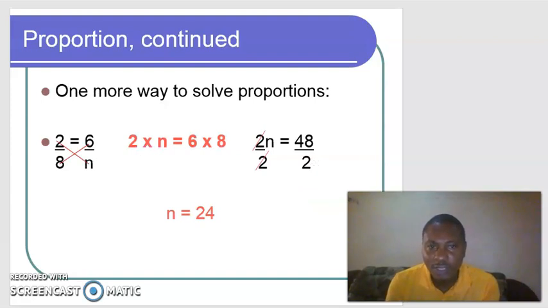Here again, we're looking at equivalent fractions. 2/8 equals 6/n. So when you have problems like this, you use the cross product, and we discover that n is equal to 24.